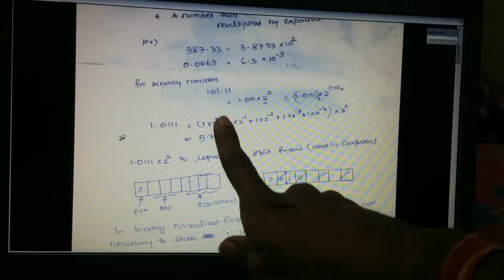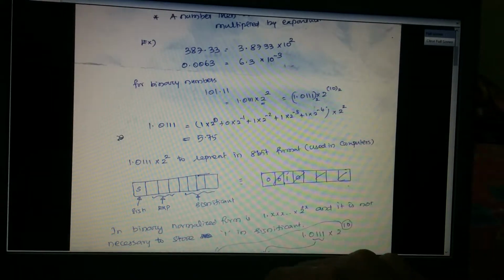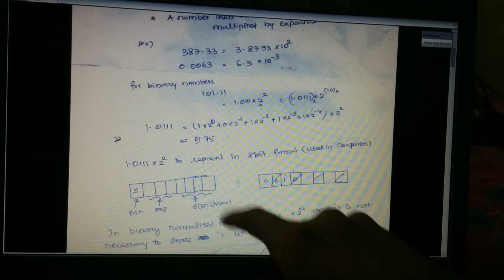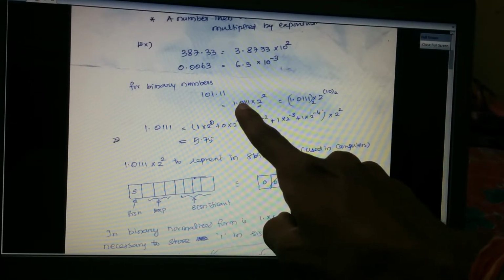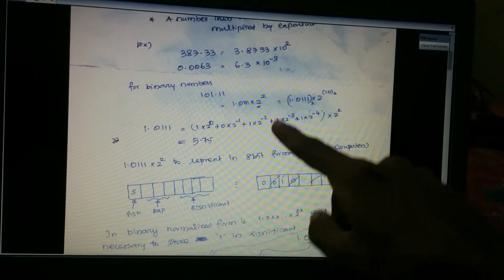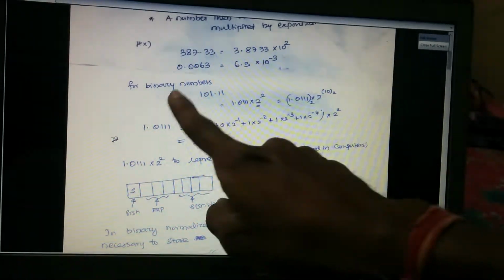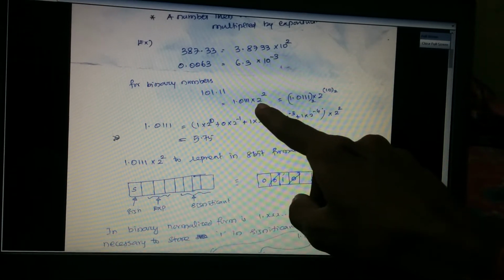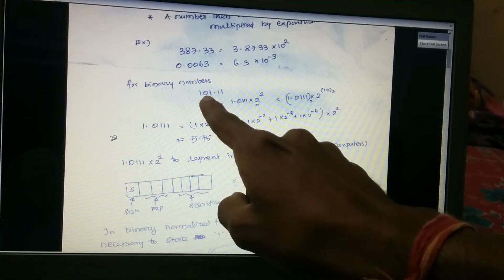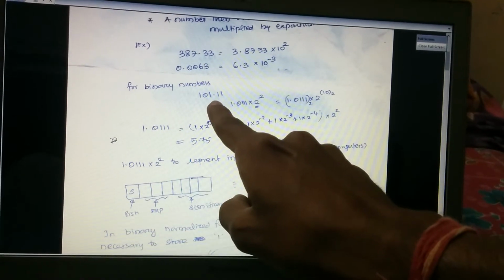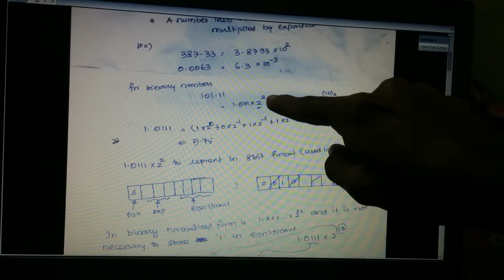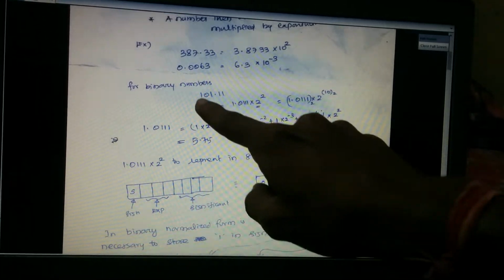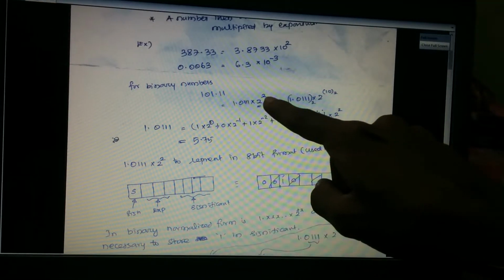For example, 101.11. Here also, as per the rule, there should be only one digit before the decimal point. So it becomes 1.0111 into, here it's the base. As it is a binary number system, there are only two digits, zeros and 1. So the base becomes 2. And here we have shifted the point 2 digits to the left. Therefore, the exponent is how many places we are shifting the point. Here we have shifted 2 places, so it becomes 2 square.